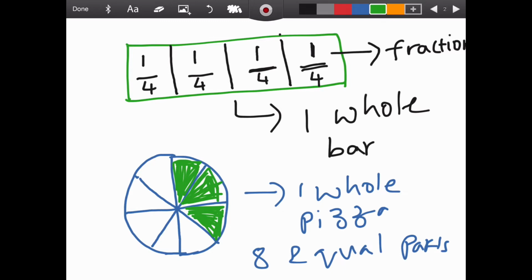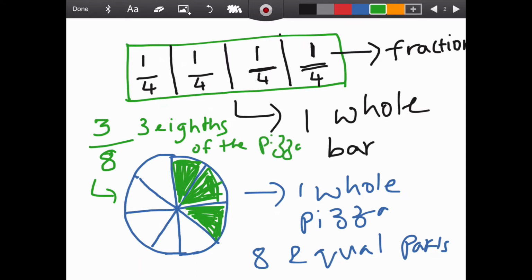So how many pieces was the pizza divided into? It was divided into 8 equal parts. And how many did I eat? I ate 3 parts. So how much pizza have I eaten? I have not eaten the whole pizza. I have eaten only 3/8 of the pizza.